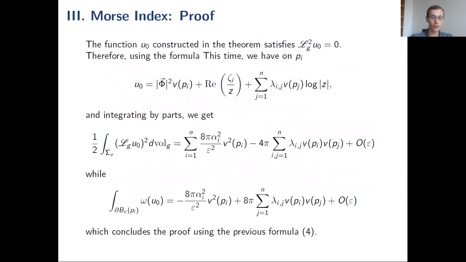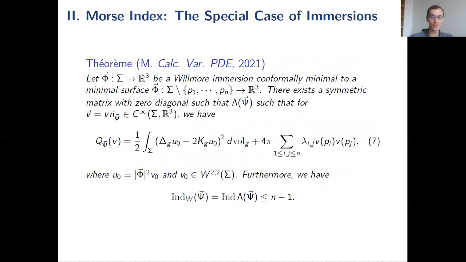And the interesting thing is then to show that, what does it show? It shows that the first index is less than the one of this matrix, which is the number of strictly negative eigenvalues. But we want the equality. So we want to find variations such that the first non-negative term will vanish.